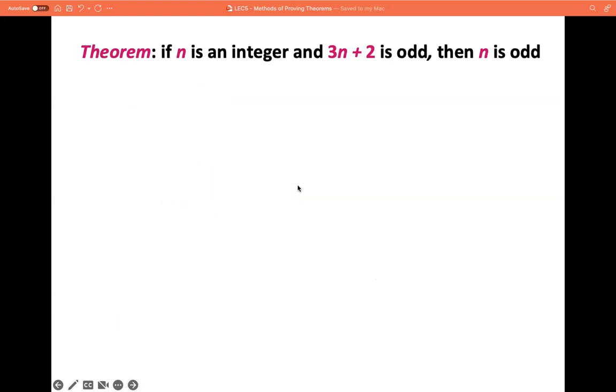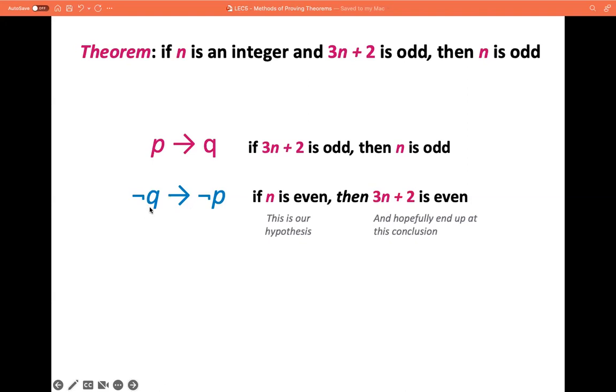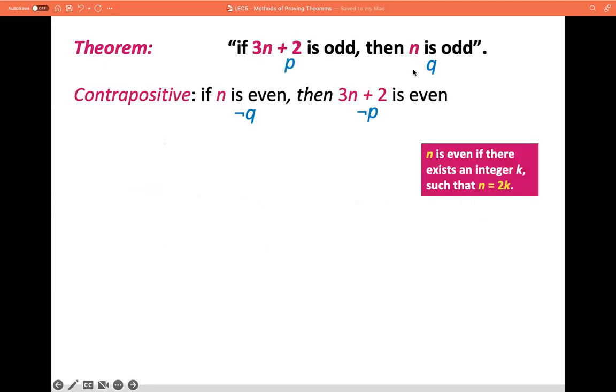So let us try to prove that part. If the implication is P implies Q, if 3n plus 2 is odd, then n is odd, its contrapositive will be not Q implies not P. And that will be: if n is even, then 3n plus 2 is even. So now, after getting its contrapositive, we can use a direct proof. In other words, we start with the hypothesis not Q. So we assume not Q, then not P must also be true. Okay, so let us see.